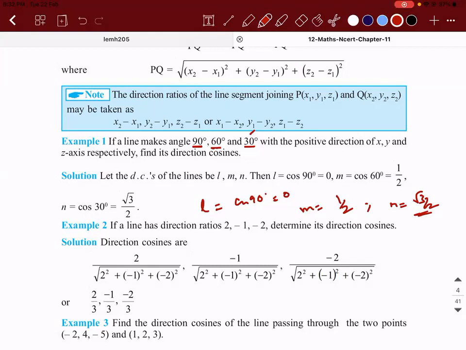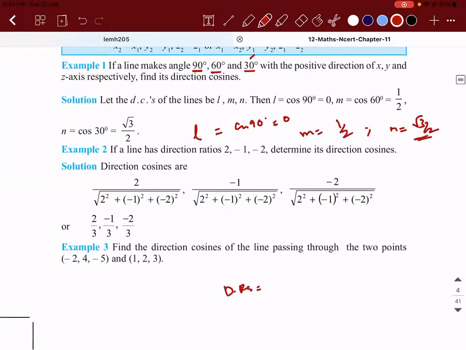So what are the direction ratios? What are the direction ratios, guys? DRs will be 0, comma, 1 by 2. Half divided by how much? Square root of 1 by 4 plus 3 by 4. So, yeah, correct, 1 by 2 is right. And what is the next direction ratio? Obviously, it is root 3 by 2.